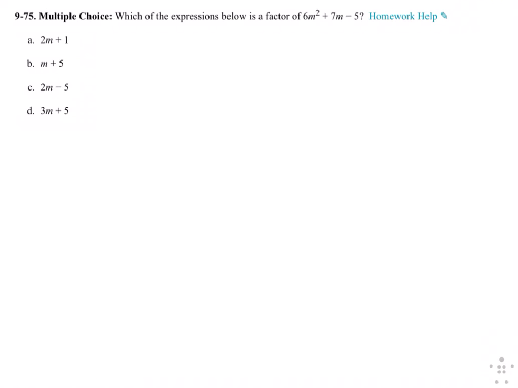Okay, for 75 we have multiple choice. We could just guess. We have a 25% chance, but let's not do that. Okay, so they want us to factor, right? So it's 6m squared plus 7m minus 5.